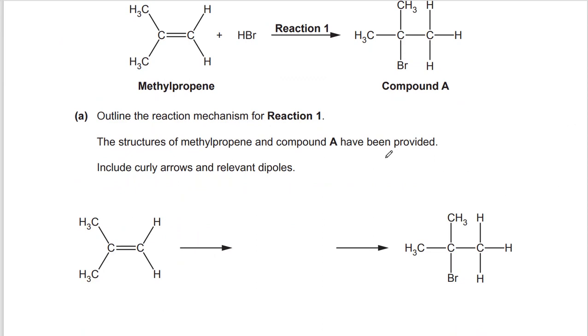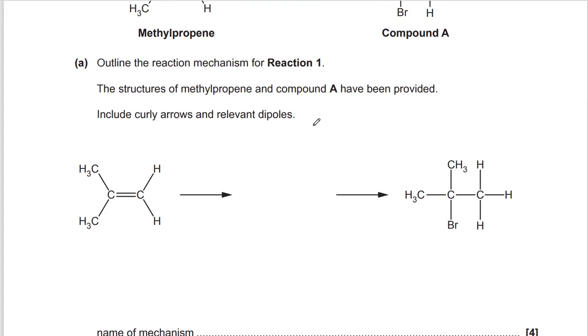Right, so reaction 1 then. You've got methyl propane reacting to form compound A. It is a very, very clear and obvious electrophilic addition reaction, which of course I've now spoiled because I've said what the name of the mechanism is, but it's electrophilic addition. How do I know? I've got a double bond and I'm adding HBr. That's always a dead giveaway. HBr is going down here. I'm going to put down here electrophilic addition.